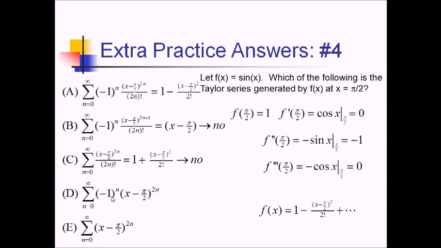For this part D, this just ends up being 1, all of that, if you plug in 0 for those exponents. The next term is just going to be minus x minus pi over 2 squared. This doesn't have the 2 factorial, so it also has to be eliminated. And for this last one, we've got 1 for the first term. Next term is going to be x minus pi over 2 squared. That also does not have the 2 factorial in the denominator, and it's the wrong sign, so we can eliminate that one too. So that means it has to be choice A.